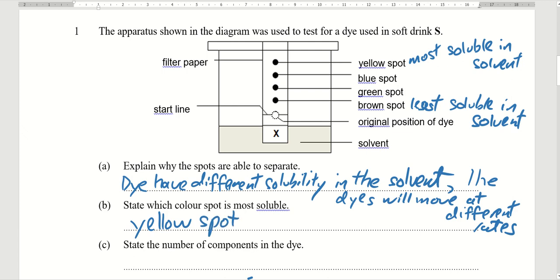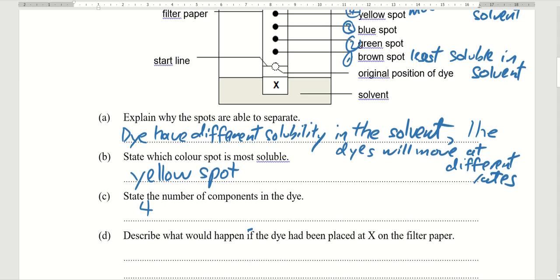How many dye components are there? You count the number here: 1, 2, 3, 4. There are actually 4 spots here, so the number of components is 4. Please read the diagram carefully. Don't be complacent. Many of you are not attempting the questions at all, just doing it blindly.